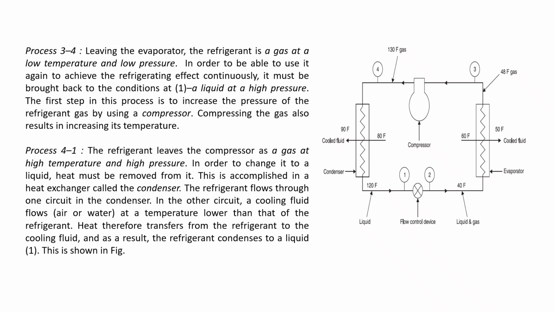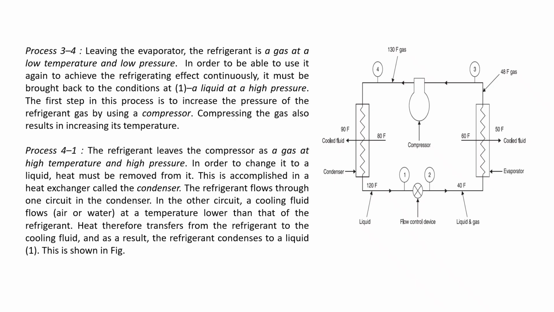So, what will happen from 4 to 1? This happens again. I told that it goes back to process 1. The refrigerant leaves the compressor in the form of gas, which will be maintained at a high temperature and high pressure. In order to change it to a liquid, the heat must be removed from it. So if I want to go for a chain process, I have to remove this excess temperature, or we can say the high temperature we have to remove it.